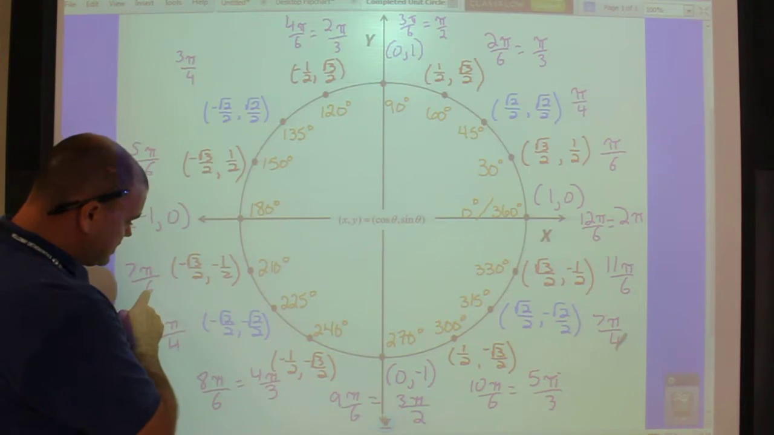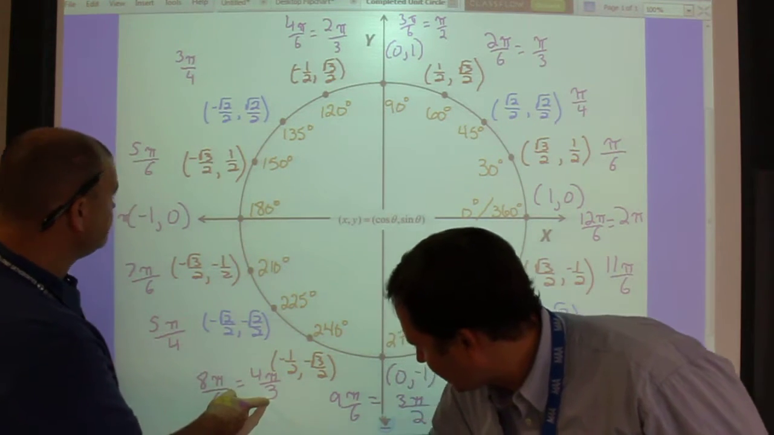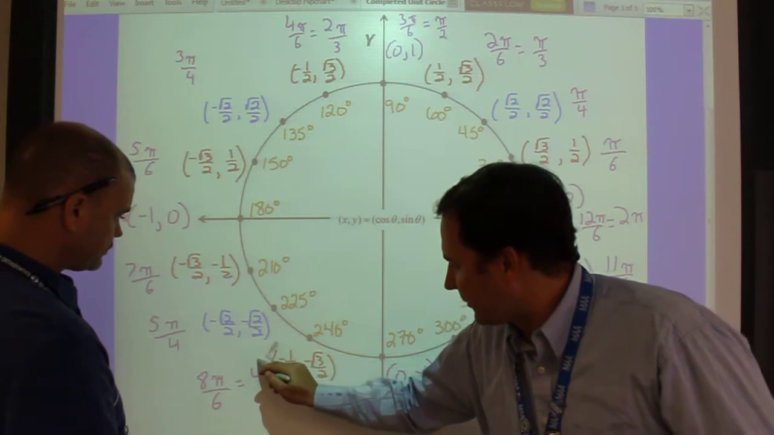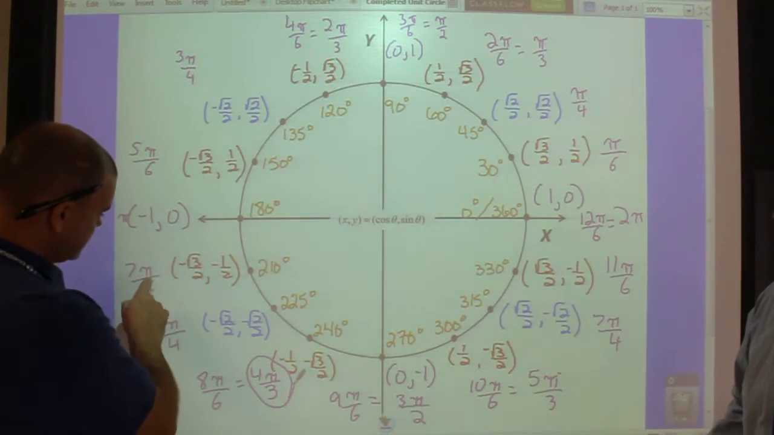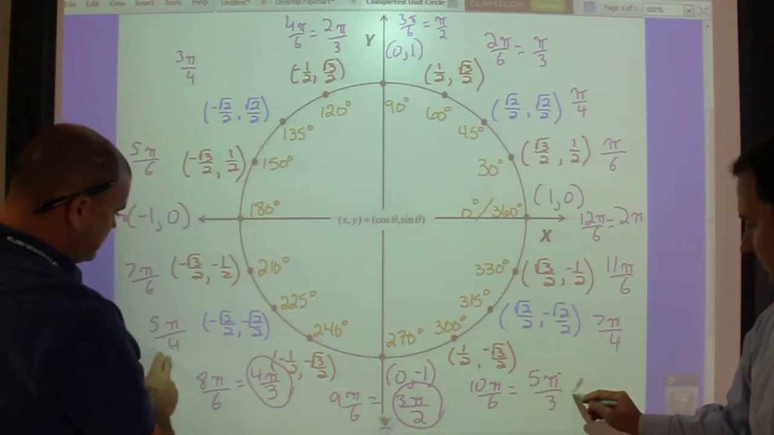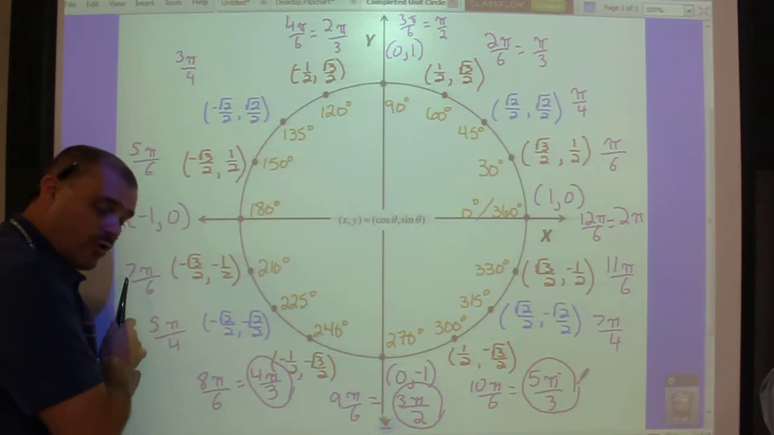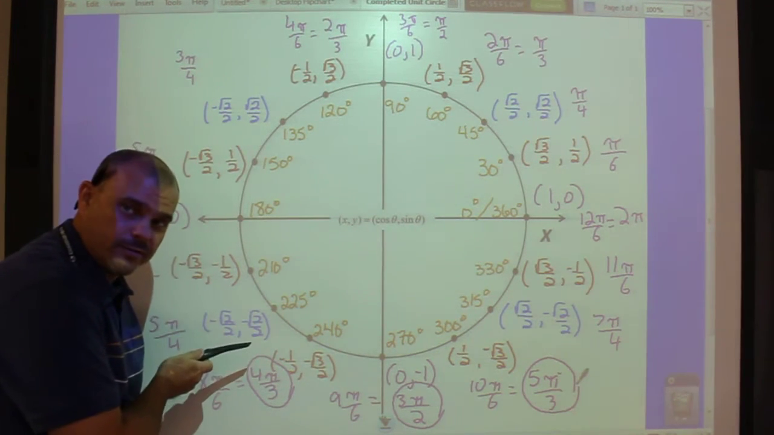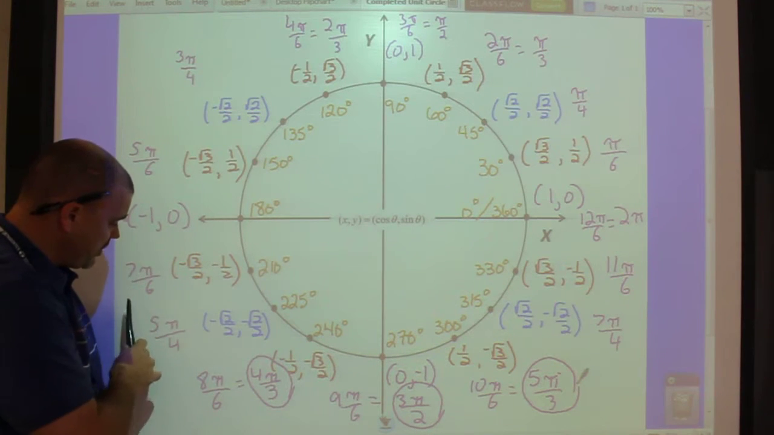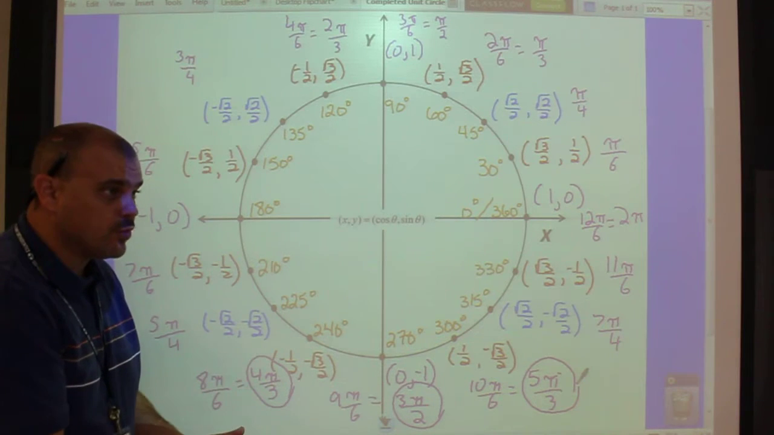And then we come here, and we have 7 pi over 6, 5 pi over 4. So again, we have the 6, 4, 3. Again, just like we had 3, 4, 6, now we have 6, 4, 3. And so I remember that in the third quadrant, I'm 1 more than the denominator. So 7 pi over 6, 5 pi over 4, and 4 pi over 3. So the numerator is 1 more than the denominator.